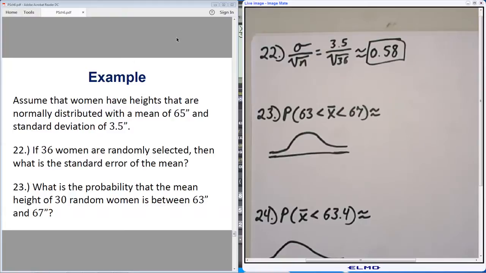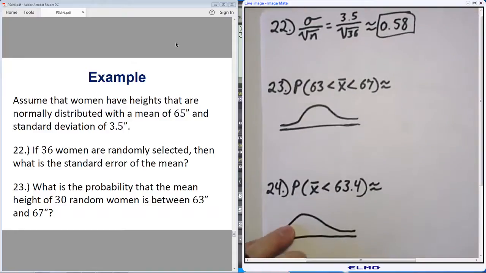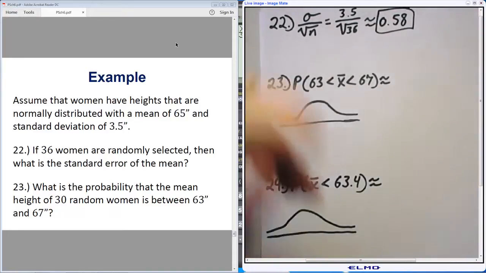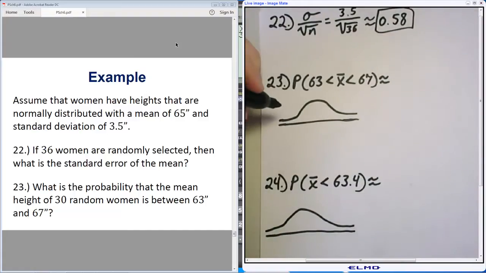Number 23 says, what's the probability that the mean height of 30 random women is between 63 and 67 inches? For this one, I'm being asked for a probability. It says, literally, what is the probability? And notice, I'm talking about 30 women, so more than one, and their mean height, or their average height. This is a sampling distribution problem.